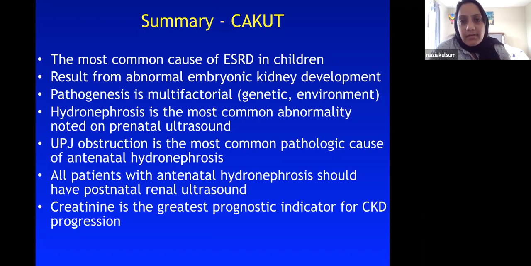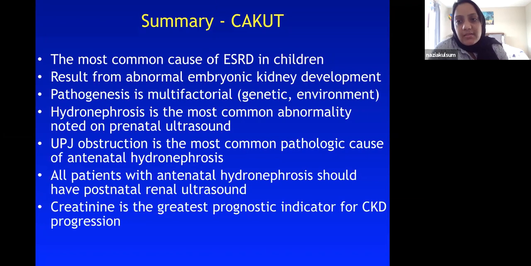Most of the times, the CAKUT disorders present as hydronephrosis, which is the most common abnormal finding that you see on a prenatal sonogram. And then, if you do have hydronephrosis, depending on unilateral versus bilateral, what are the findings you see? Upper ureteric dilatation, abnormal bladders, ureteroceles, etc. Then you may want to proceed with both VCUG and renal scans. So these are the main things.